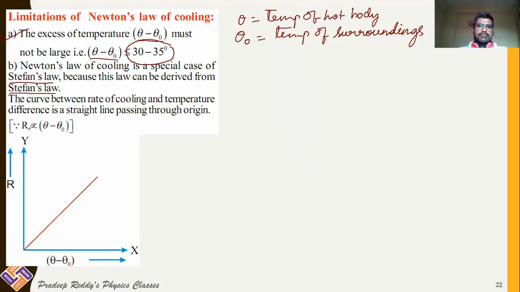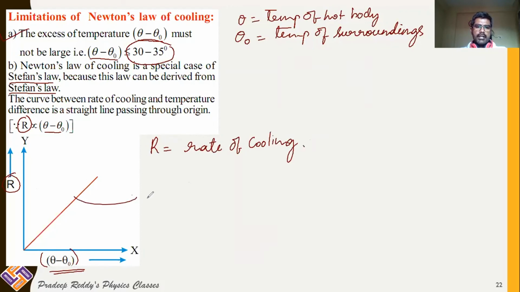And if you plot a graph of rate of cooling with respect to temperature difference, you will get a straight line because R is directly proportional to theta minus theta naught. On the x-axis, you take theta minus theta naught, and R is the rate of cooling. Rate of cooling is directly proportional to temperature difference, so you get a straight line graph. So these are the limitations of Newton's law of cooling.